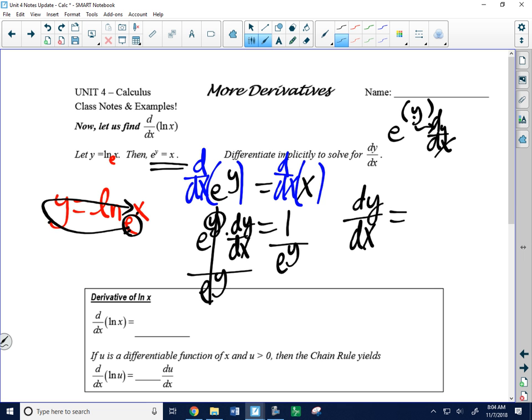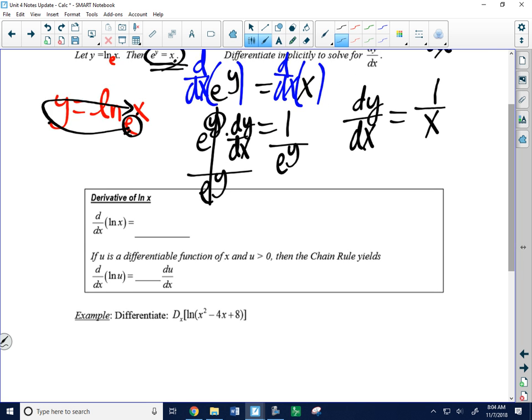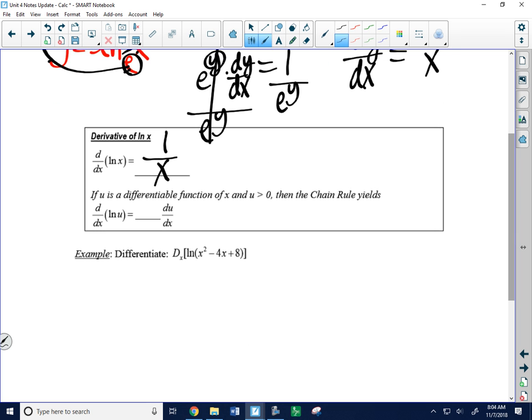But what's nice is we actually know e to the y right here is x. So I'm going to replace e to the y with x. That's the derivative of a natural log. 1 over x. It's one of the simpler ones, like e to the x is e to the x. The derivative of natural log x is 1 over x. And so then, if it's anything but x, then it would be 1 over u times du dx. 1 over u times u prime. We need a chain rule.